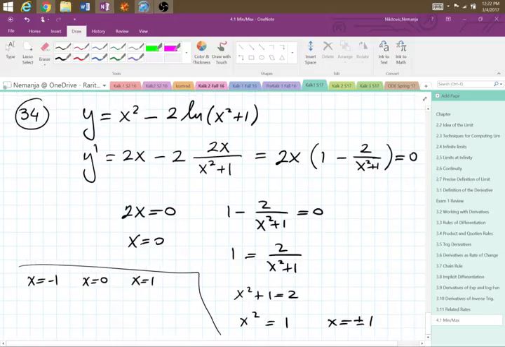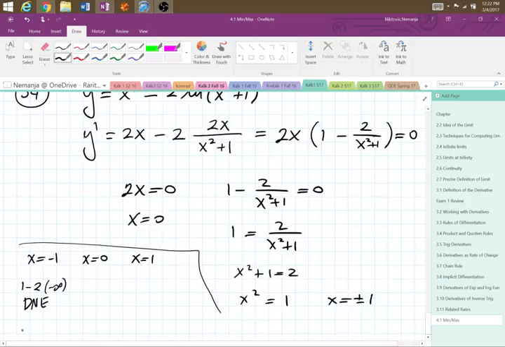Plug each one of these in the original equation to see what we get. So -1. Plug in -1. It's going to be 1 minus 2 times ln of 0. How much is ln of 0? Nothing. It's negative infinity, right? So it does not exist. So this is a vertical asymptote. So what we got? A vertical asymptote there. ln of 0 is where the vertical asymptote is, guys. It has the vertical slope.